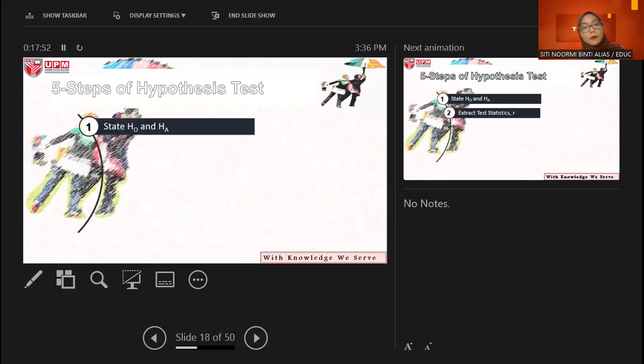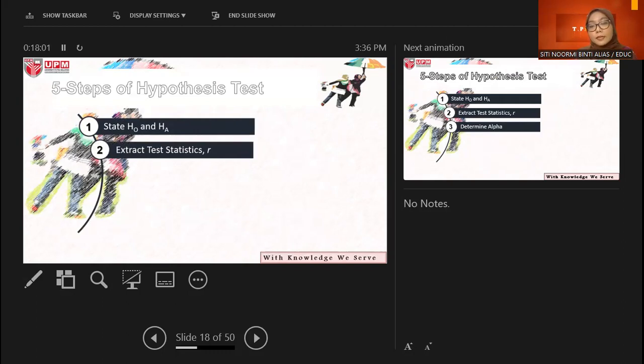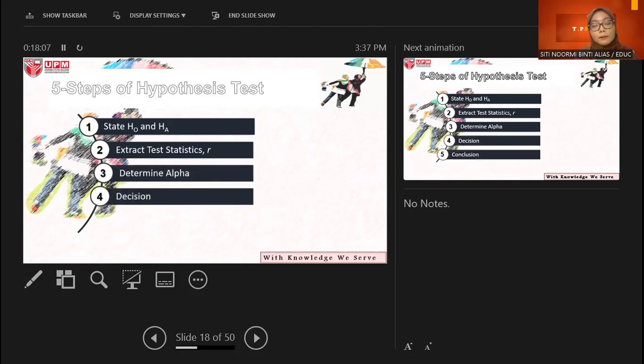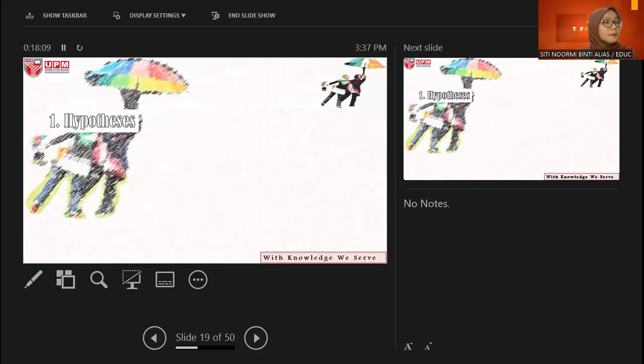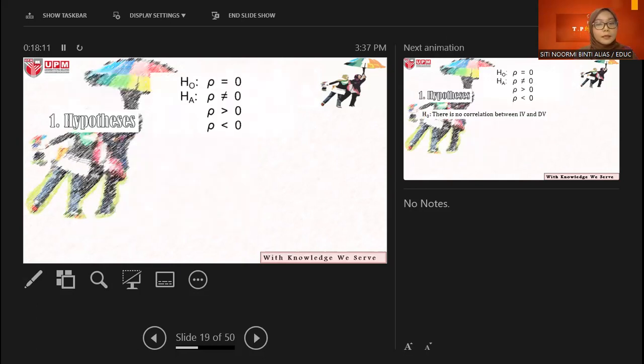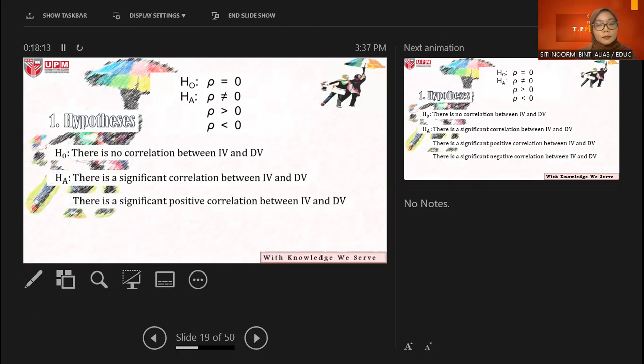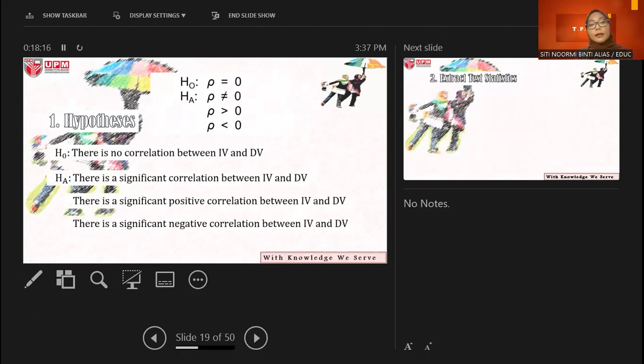Okay, so in terms of steps of hypothesis testing, there are 5 steps. The first step, you need to state your H0 and HA, extract the statistic, which is our coefficient, set your alpha, make a decision, and lastly make your conclusion. So in terms of hypothesis, these are the 3 options. First, you state your null hypothesis.